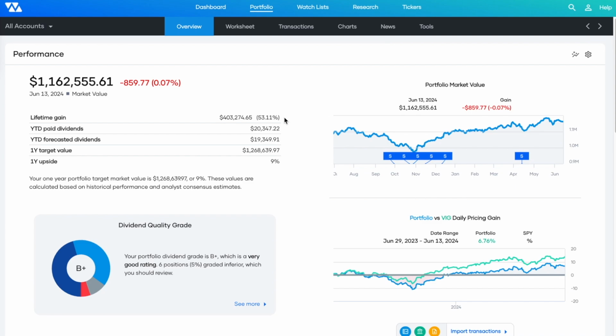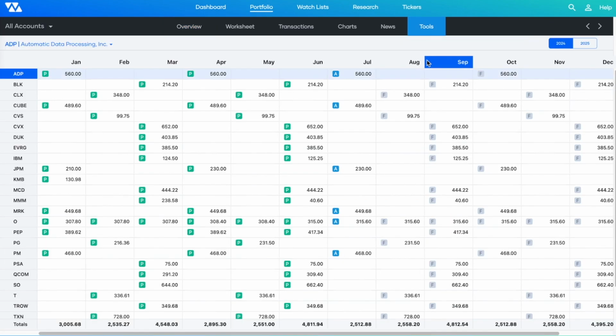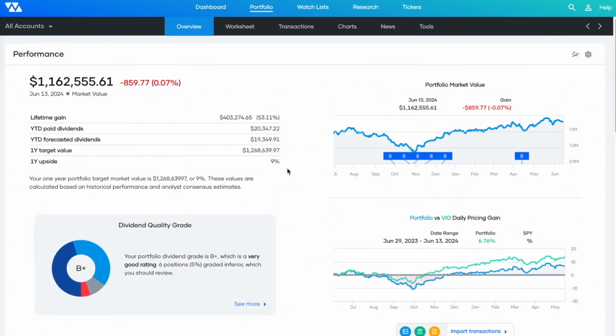The summary also provides dividend totals, both year-to-date, paid, and forecasted. You can review specifics about paid and forecasted dividends by jumping to the Pay Schedule tool. Here you'll see paid dividends in green, announced dividends in blue, and forecasted dividends that have not been announced or paid yet in gray. The last metrics in the summary table are your portfolio's 1-year target value and upside.